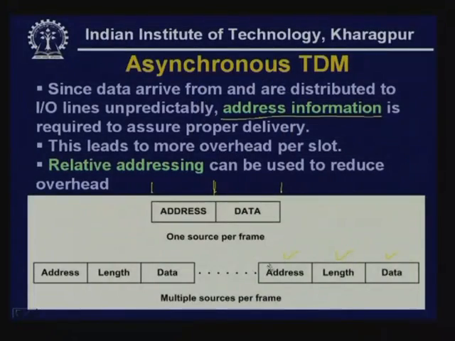There, the number of bits to be taken was fixed and the slot allocation was fixed. Here it is not so. So, this additional information that is needed to be sent through the transmission media has to be minimized. And to do that, sometimes we make use of relative addressing, so that the number of bits required to specify the address is smaller. And sometimes we can use fixed length, or length also can be specified in some special way, so that the length field is smaller, so that the efficiency of asynchronous time division multiplexing is more.